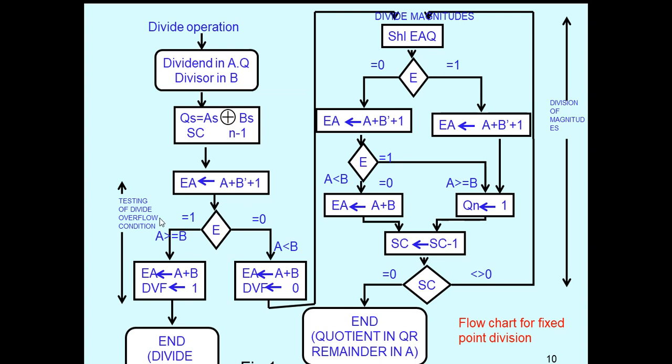So first, for example, you can check for division overflow: it is nothing but 1 by 0. So 1 by 0 is nothing but an infinite value. That is nothing but division overflow. So there is a chance of getting division overflow, and for that reason, before moving to the division of the two numbers, we first have to check whether any division overflow is occurring or not.